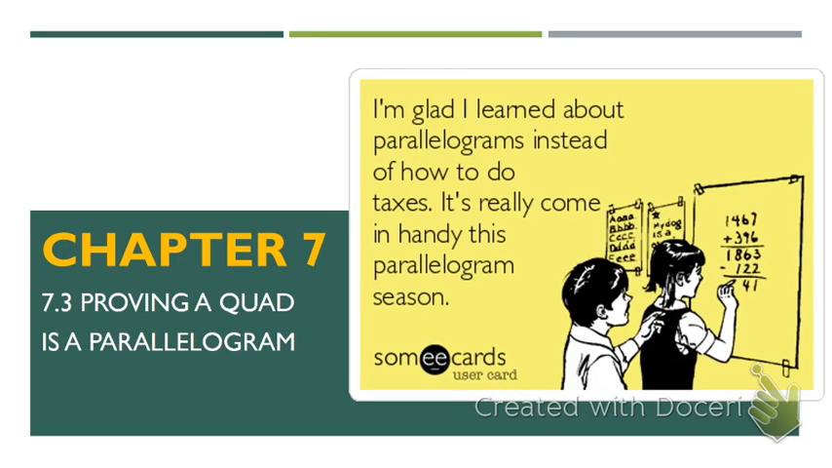In the last section, you would have learned that there are 5 properties of parallelograms. In this section, we're going to learn how to look at those 5 properties and learn to use them to prove that a quadrilateral is a parallelogram.